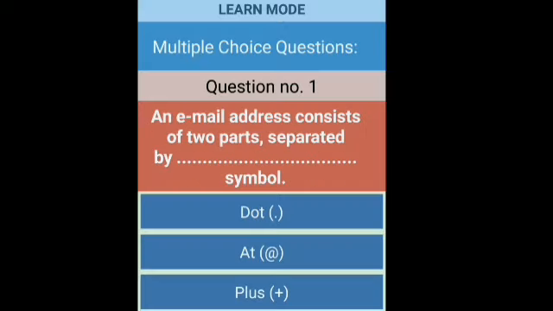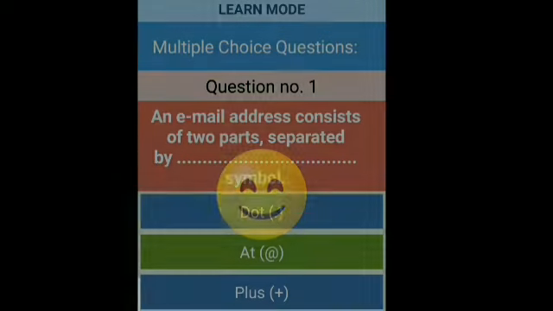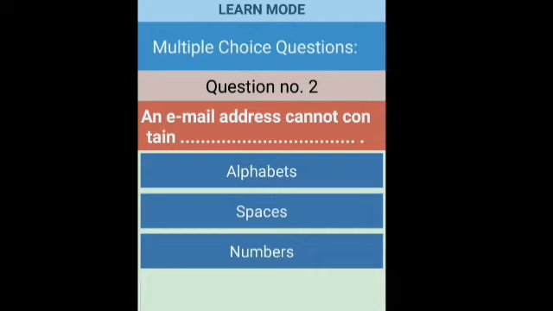Now let us learn the MCQs. The first question is: an email address consists of two parts separated by dash symbol. As we know, the username and domain name are the two parts of an email address which are separated by the @ sign. So the right answer is @. Second question: an email address cannot contain dash. An email address can contain alphabets and numbers, but it cannot contain spaces. So the right answer is spaces.